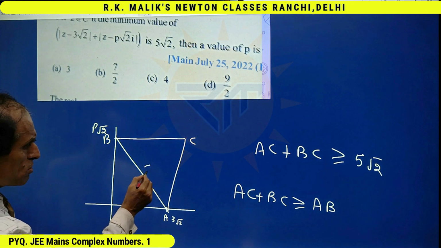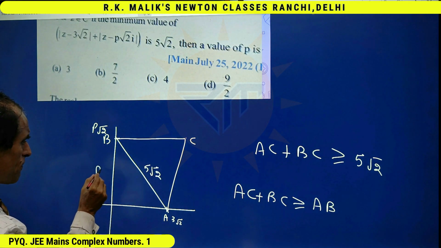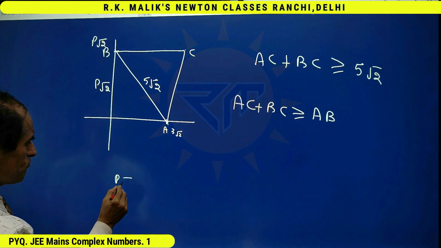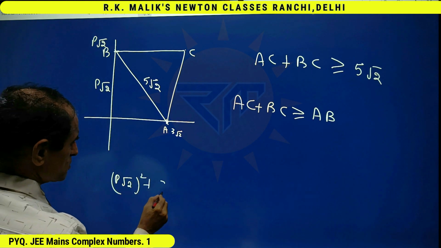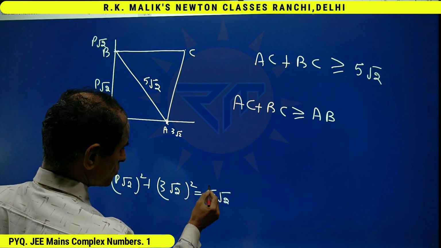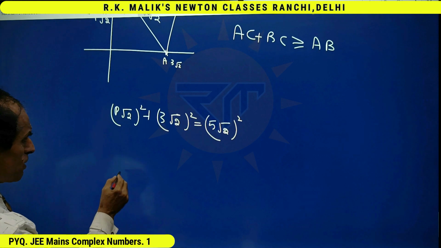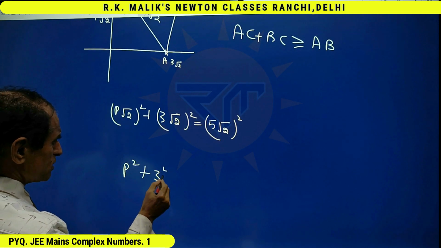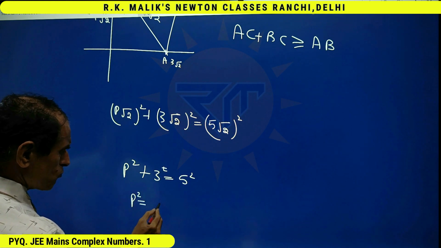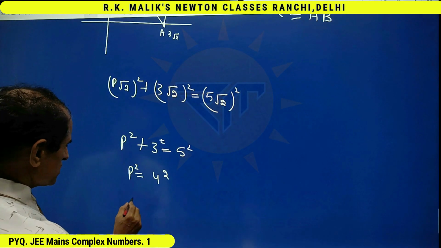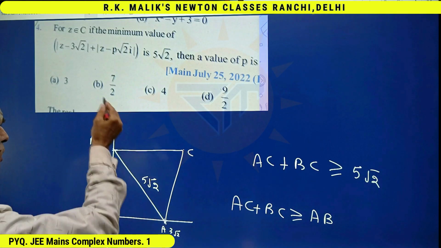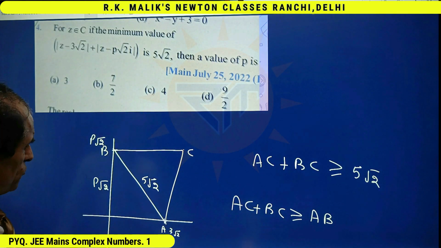This is 3 root 2, this is 5 root 2, this is p root 2. Hence, I can say (p root 2) square plus (3 root 2) square equal to (5 root 2) square. That is p square plus 3 square equal to 5 square. That is p square equal to 4 square. That is, the value of p is 4 or minus 4. Hence, out of these choices, C becomes the correct choice.